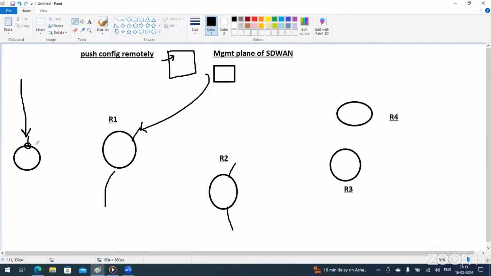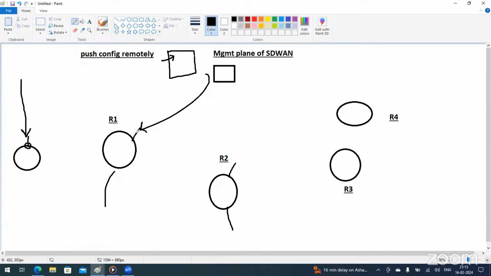Local login. When the device is on, then only we can configure the router. You need the console connection, right? Yes, correct. Restart the device. Now, with SD-WAN, in case something like this happens, it automatically rolls back the configuration.